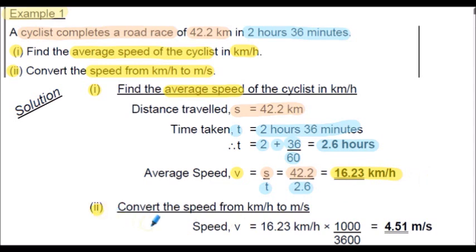Part 2, we have to convert this speed into meters per second. So V is equal to 16.23 kilometers per hour multiplied by 1,000 divided by 3,600. So 4.51 meters per second.